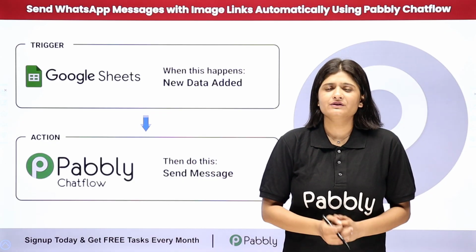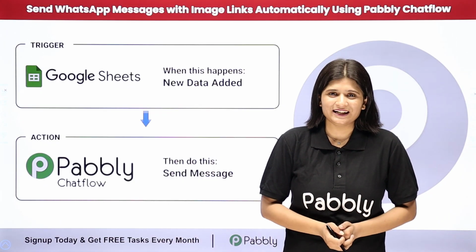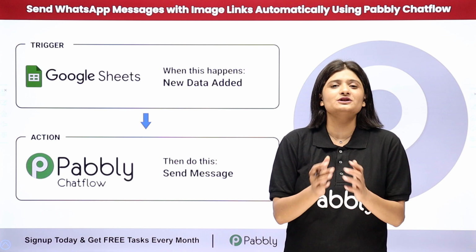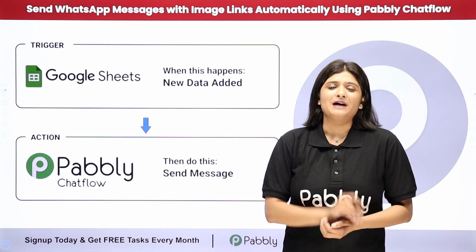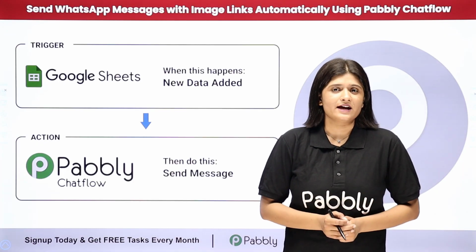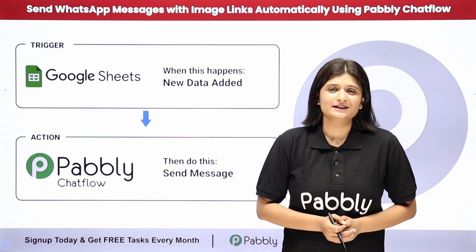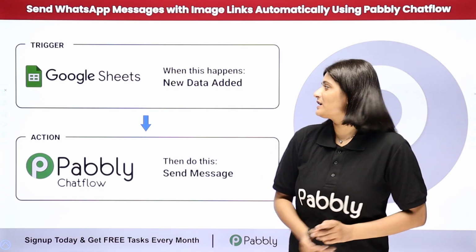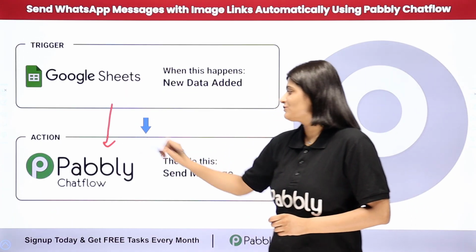Now doing this manually will consume a lot of time, so I'm going to completely automate this process, and to do this automation, I'm going to use Pabbly Connect. Pabbly Connect is an amazing automation and integration software which requires no coding or programming skills. Here I just need to build a connection between Google Sheets and Pabbly Chatflow.